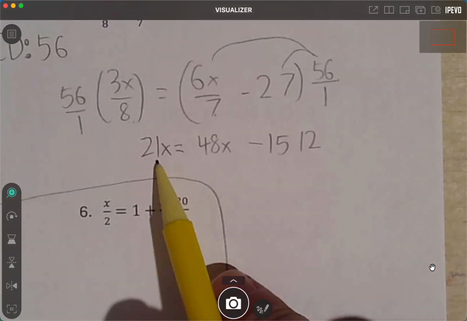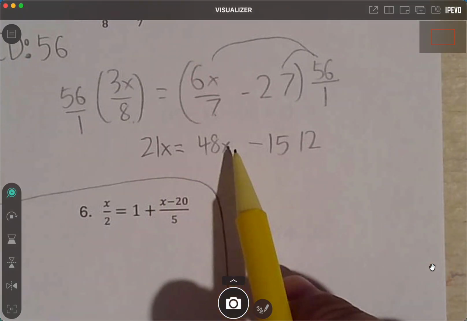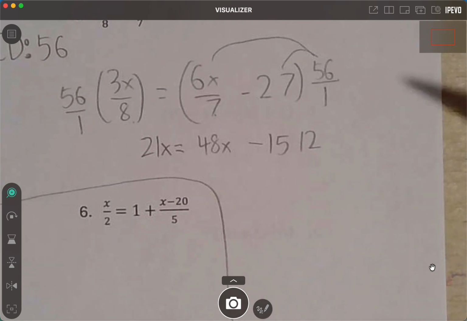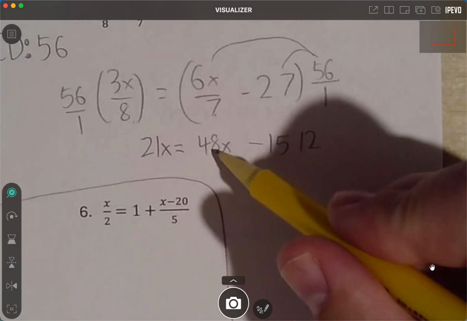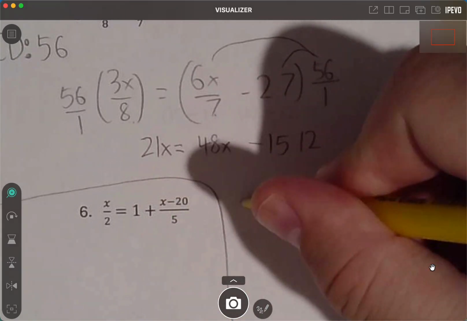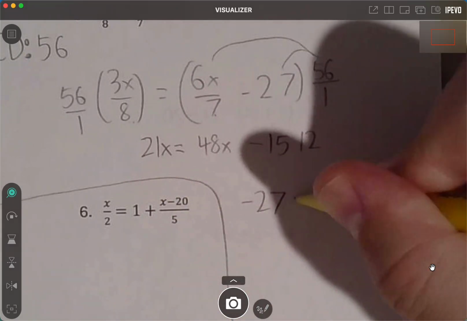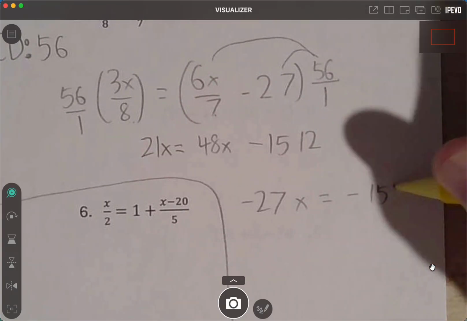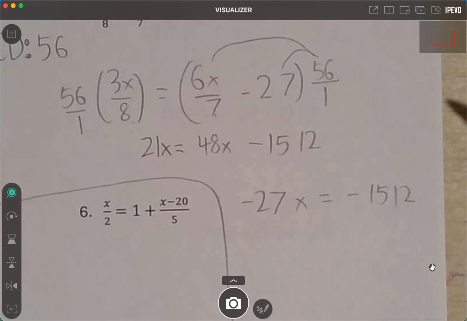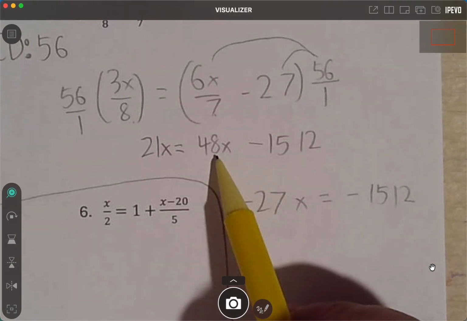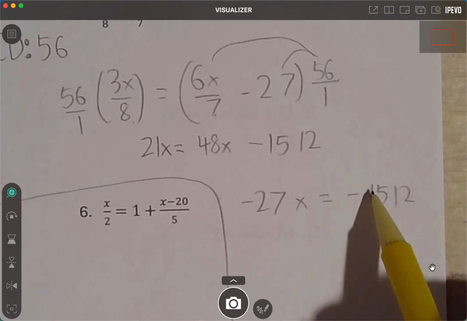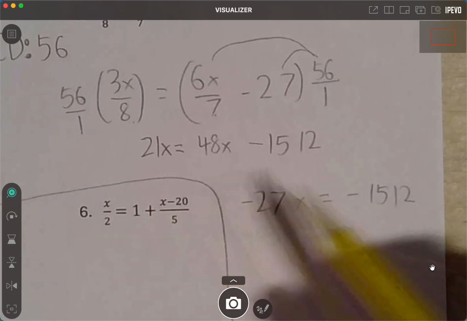Now I've got a 21x and a 48, and I'm trying to get x by itself. By typical math pattern, we usually put our x on the left. So let's subtract 48 from both sides. What will that give me? That'll give me negative 27x equals negative 1512. In that last step, all I did was subtract 48 from both sides. It canceled on the right, and it became negative 27 on the left.